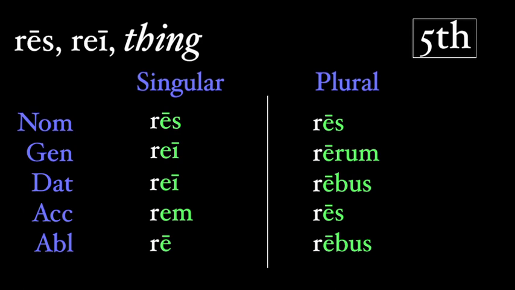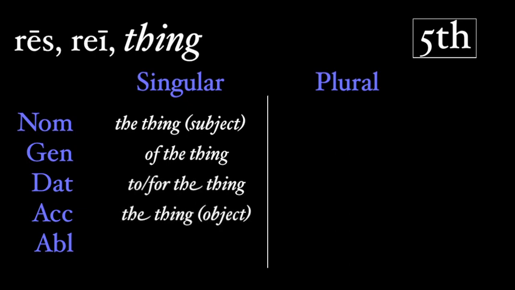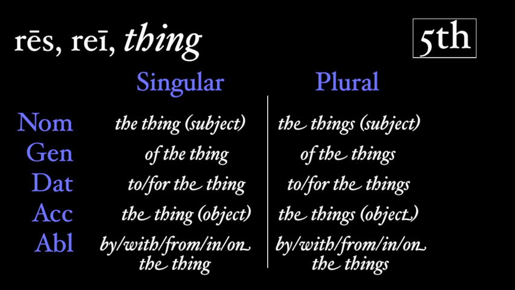Now that we have the full declension, it helps to add translations. So the thing, or of the thing, since Latin doesn't differentiate between the thing, a thing, or even just thing. Of the thing, to or for the thing, the thing as the object of a verb, and the ablative by, with, from, in, on the thing. The plurals go likewise.